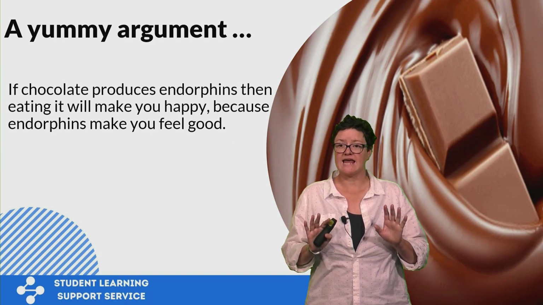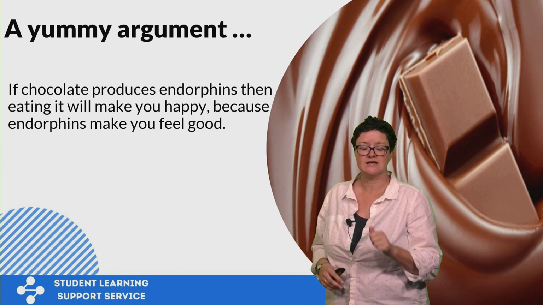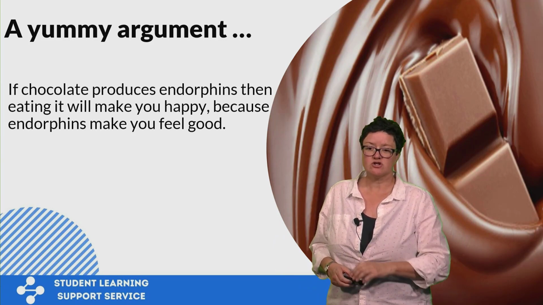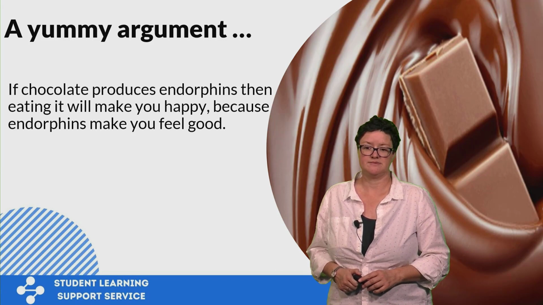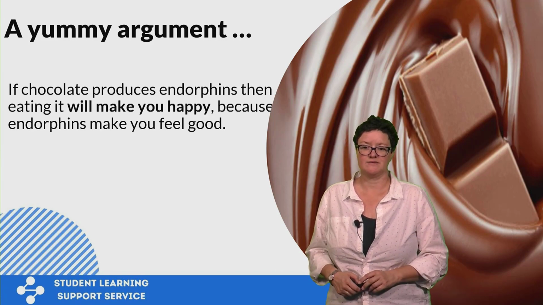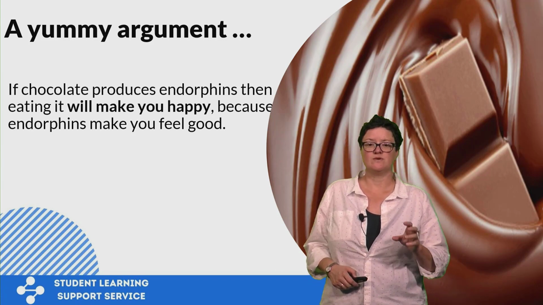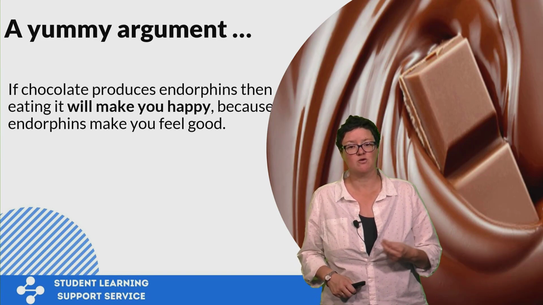Let's have a look at an example. Really simple example, but I think a yummy example because I like chocolate. If chocolate produces endorphins, then eating it will make you happy because endorphins make you feel good. Now, in its simplest form, this is an argument. Here in bold, you essentially can see the claim or the conclusion, and that is that chocolate will make you happy.